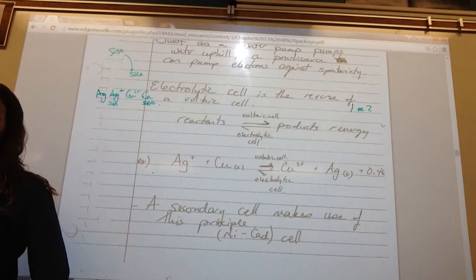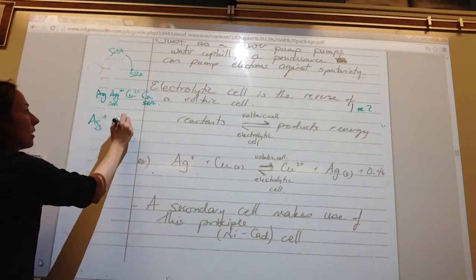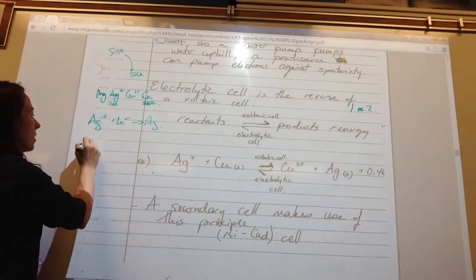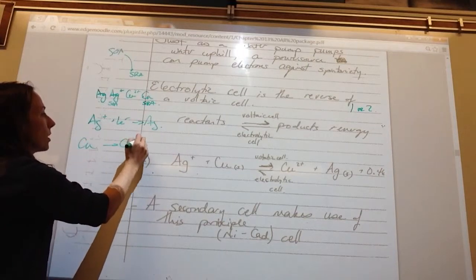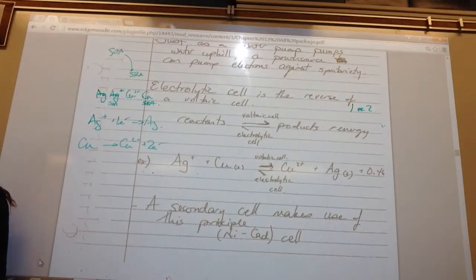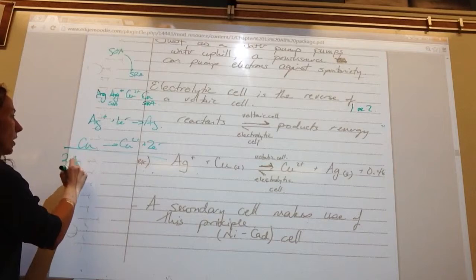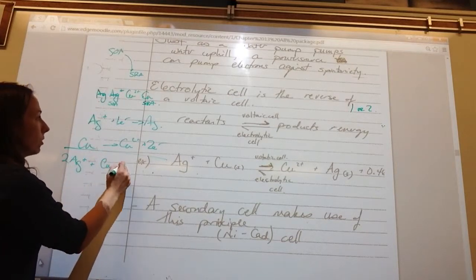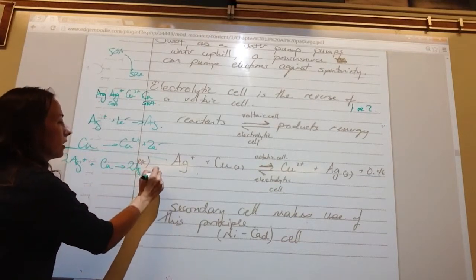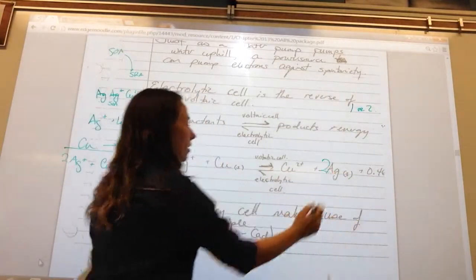No different, just like yesterday. Ag+ plus 1 electron goes to Ag. Cu goes to Cu2+ plus 2 electrons. Right? Times that one by 2, and I get 2 Ag+, and a Cu goes to 2 Ag and a Cu2+. And while we're here, we might as well correct these big 2's here.